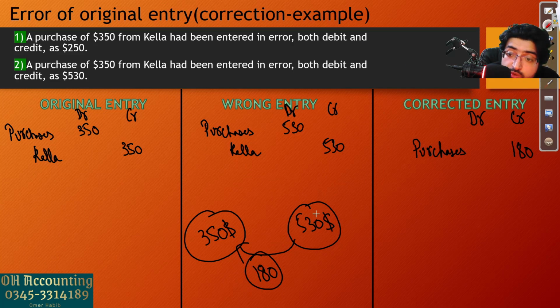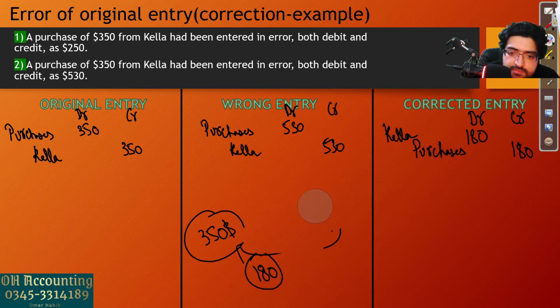So we need to reduce the balance of our account by 180. When liabilities increase, we record them on the credit side. So to decrease liabilities, we will have to debit Kela by 180. Now this is fine. Let me show you how this is fine.